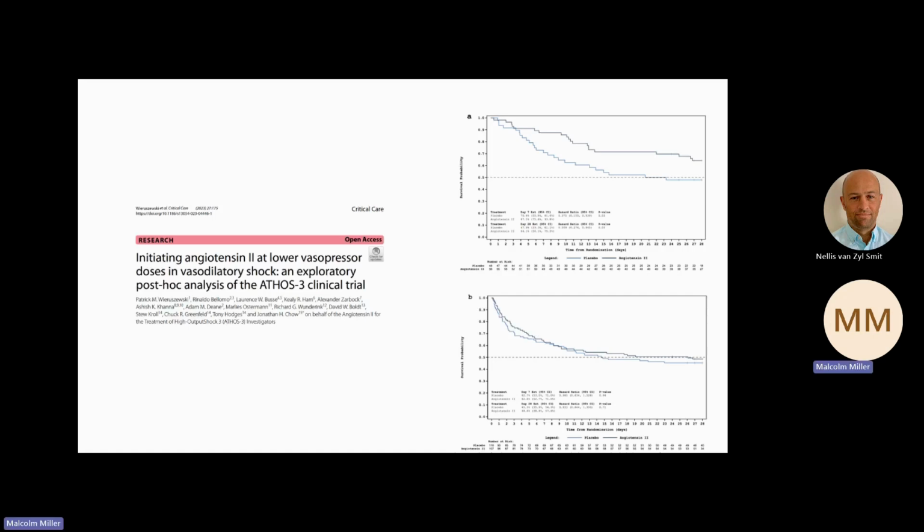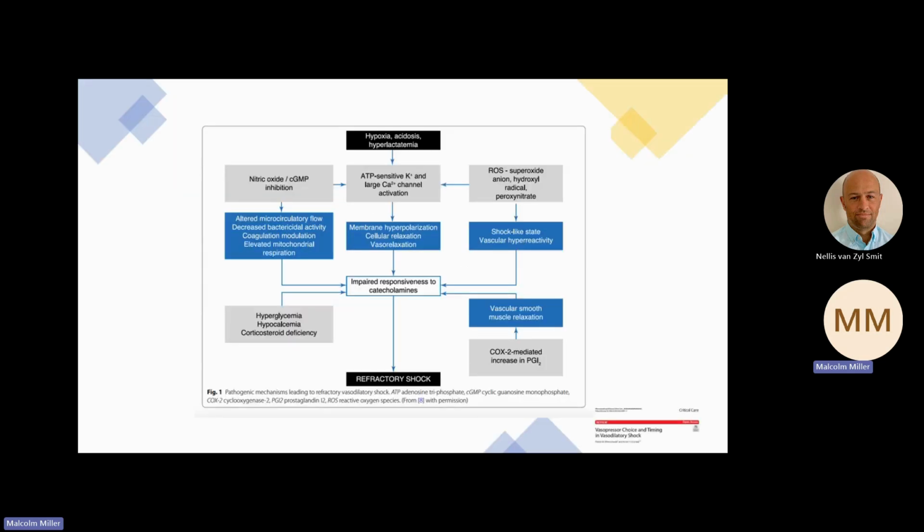This was just the data for angiotensin 2, and once again it was a very small sample size, but definitely showed that there was greater attainment of hemodynamic targets, and in the post hoc analysis there was even a signal for benefit. Remember that shock is complex.